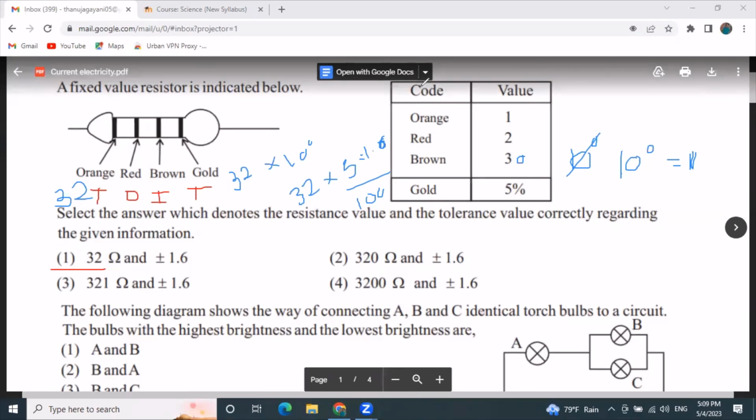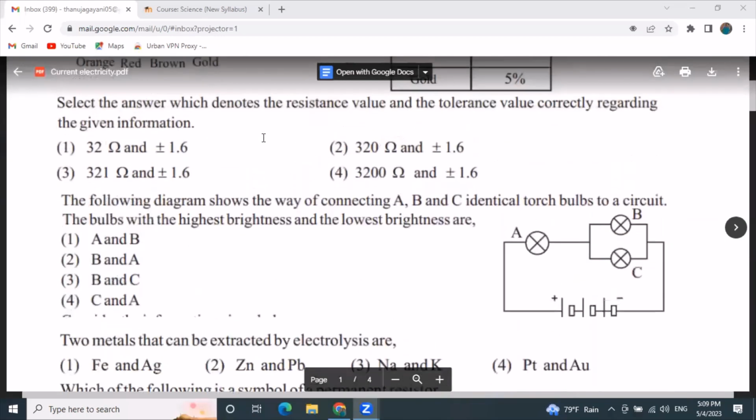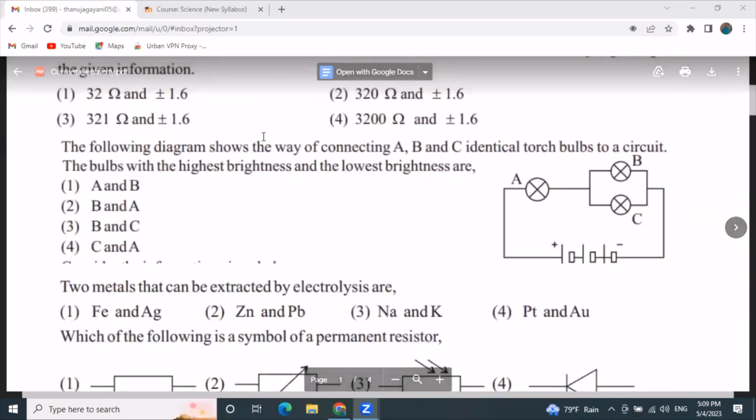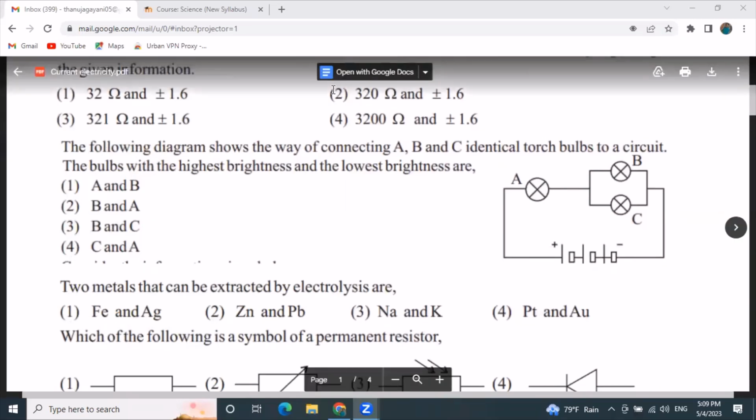Okay, let's move to the next question. The next question is: the following diagram shows the way of connecting A, B and C identical torch bulbs to a circuit. The bulbs with the highest brightness and the lowest brightness are.